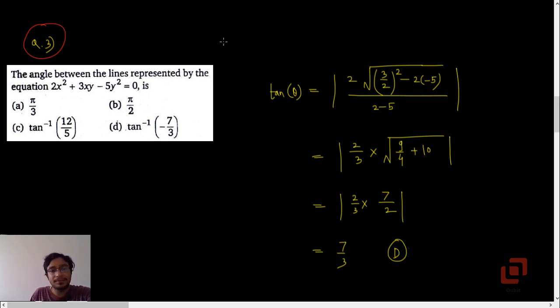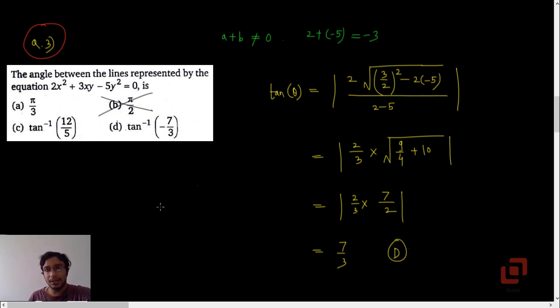Now clearly a plus b is not equal to 0. Okay, 2 plus minus 5. So definitely option B is not right. Yes, and now we can apply the formula. Always check whether the lines are perpendicular, because that will save your time.